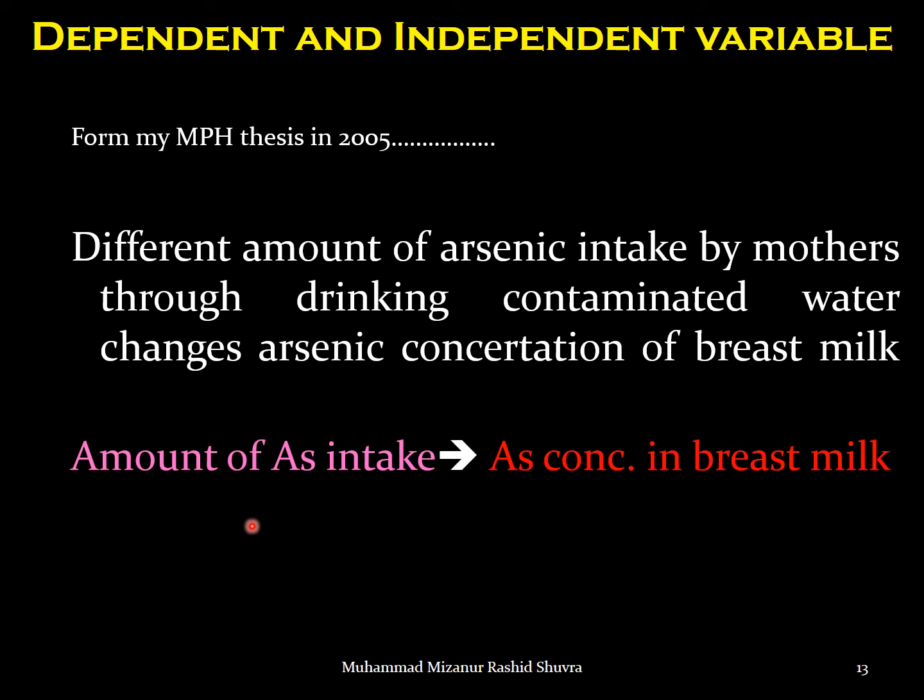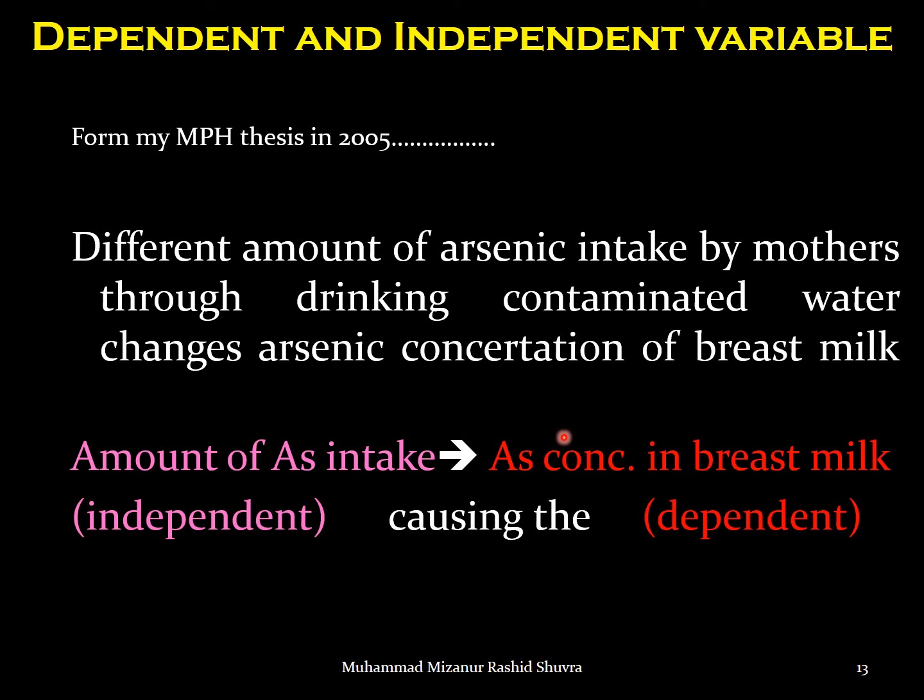So you can already guess which one is the dependent and which one is the independent. The arsenic concentration in breast milk is dependent on the amount of arsenic intake. It's common sense, right? This can be considered as a dose, and this can be considered as an effect. And so that's your independent causing the dependent.